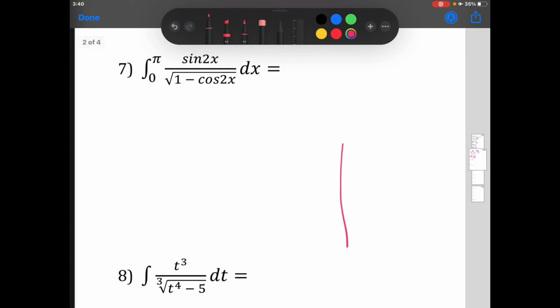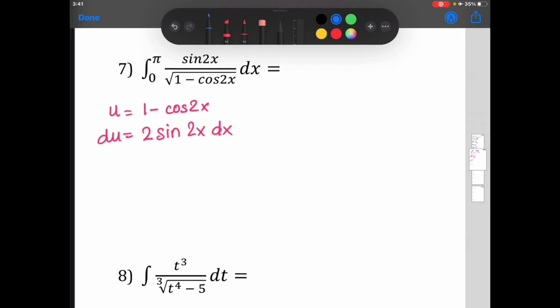Number 7, it's a definite integral question, and I am going to pick my u first. So u is going to be something in the denominator and under the radical. So it's going to be 1 minus cosine 2x. So my derivative of that: the derivative of 1 is 0. The derivative of cosine is negative sine, so negative cosine would be positive sine, right? So this would be 2 times the derivative of the inside. So 2 sine 2x dx.